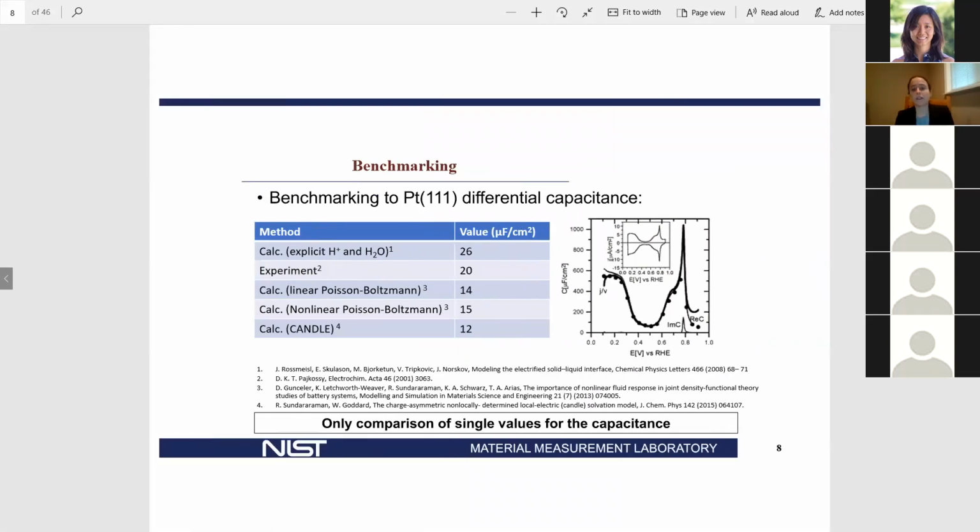So the very first benchmarking that was performed for these types of solvation models happened using the platinum 111 differential capacitance, which I show here on the right. And so you can see that the capacitance at low potential starts out as incredibly high, and then it dips down, and then it rises back up again. And the capacitance on the left is nearly as high as 600 microfarads per square centimeter. And this is a huge capacitance. And it turns out this isn't actually just the capacitance.